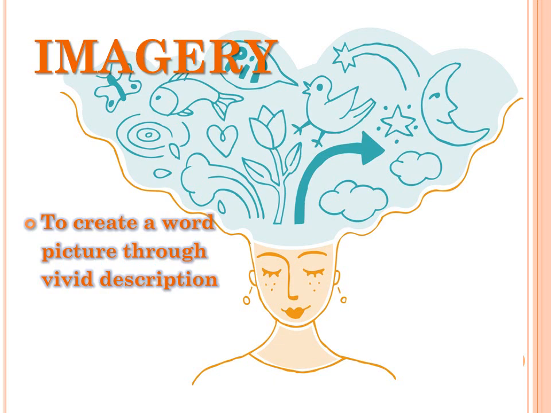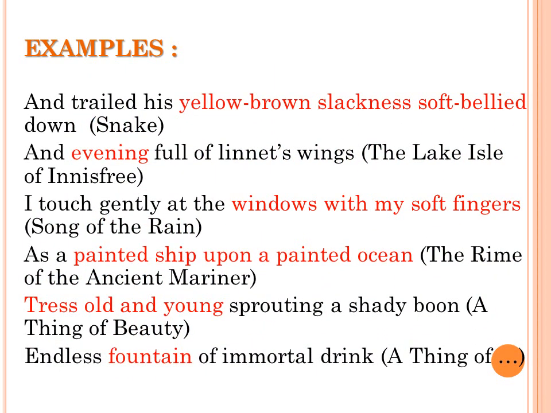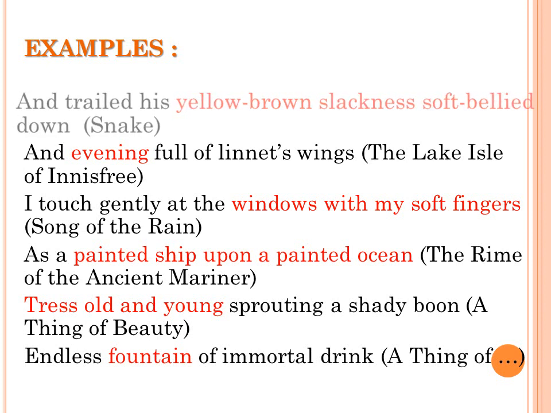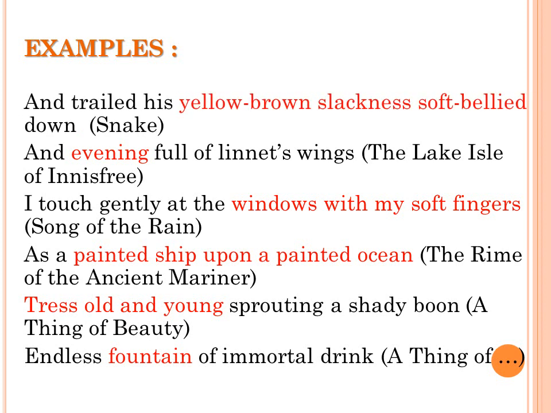Something is described so lively, so beautifully, so vividly that we can imagine that thing in our mind. And it appeals to the five senses, senses of sight, hearing, touch, taste, etc. Let's see the examples. And trailed his yellow-brown slackness soft-bellied down. Here, the body of the snake is described so beautifully using the words yellow, brown, slack, soft belly. And it gives a beautiful picture in our mind. We can actually visualize the snake.